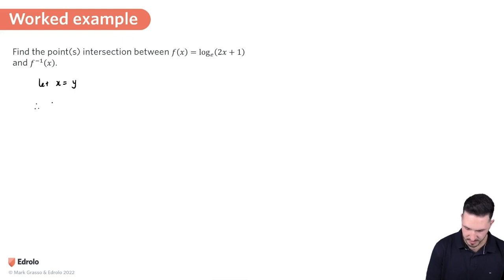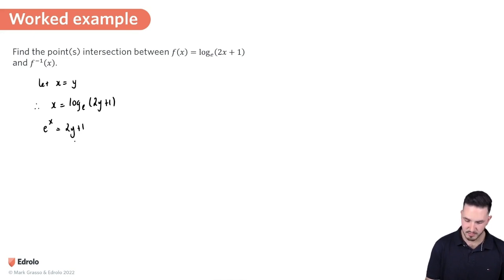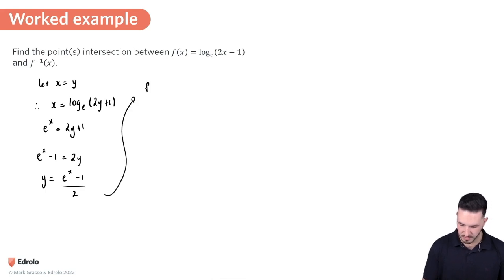So therefore we're going to have x equals log e of 2y plus 1. I'll take base e of both sides, so it's going to become e to the x equals 2y plus 1. Subtract 1, so we have e to the x minus 1 equals 2y. And finally, dividing both sides by 2, we're left with y equals e to the x minus 1, all divided by 2. And to put it into proper notation, we have f inverse of x is equal to e to the x minus 1 over 2.